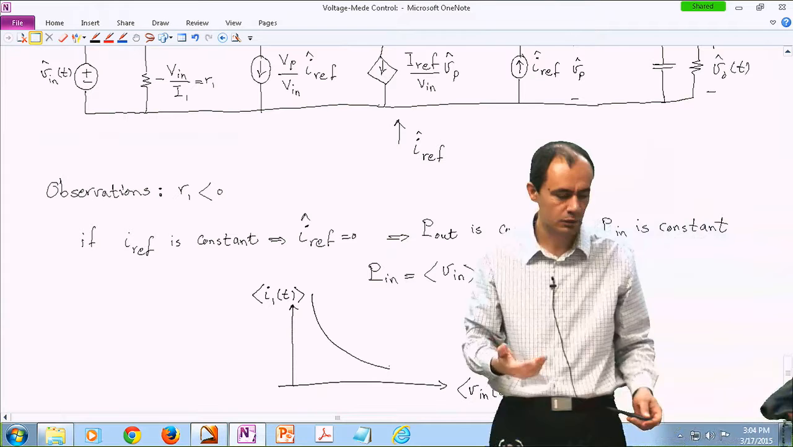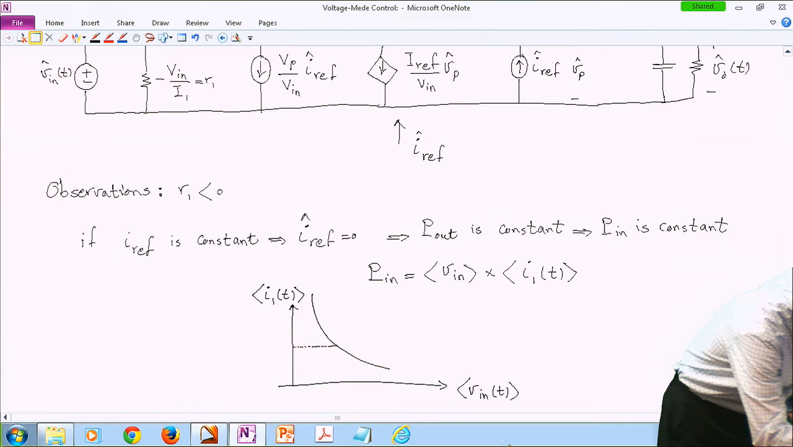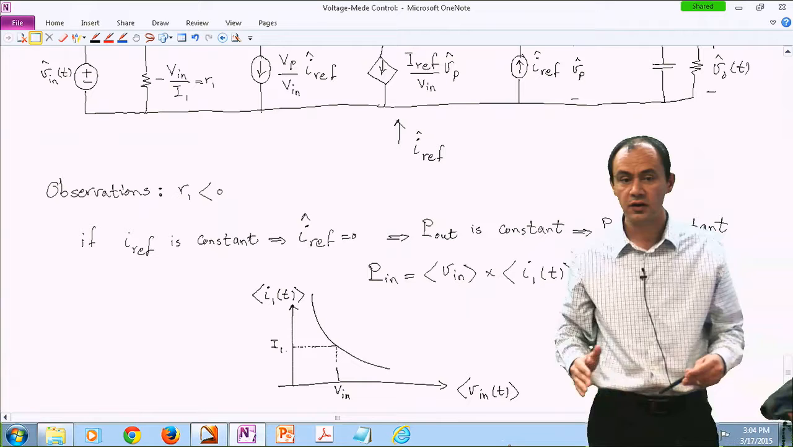Now, if I'm interested in one particular operating point, which is our DC operating point, this is the DC value of the input voltage, and this is the DC value of the current that is drawn from the input voltage. But if I perturb around this operating point, my slope is negative.